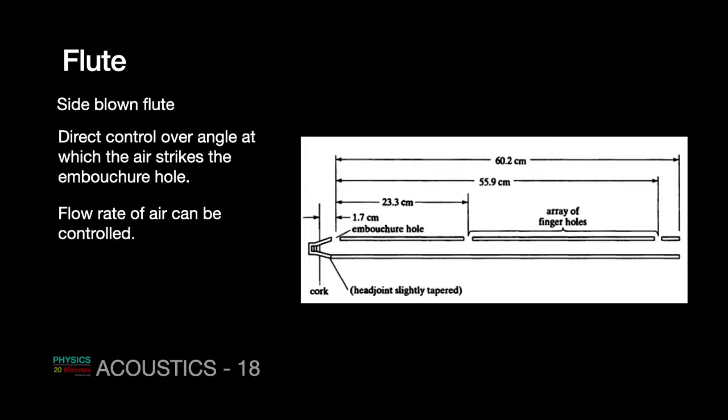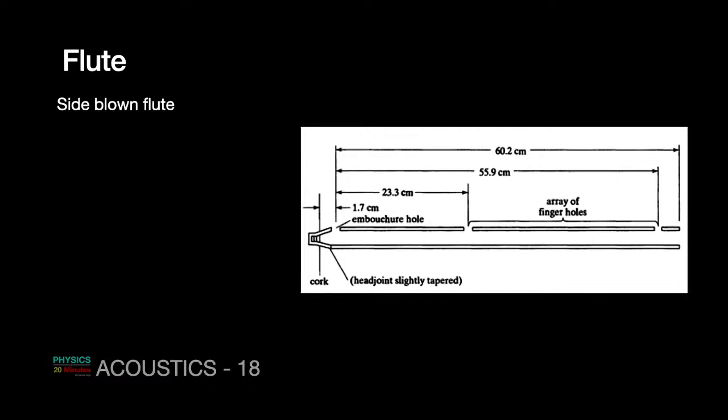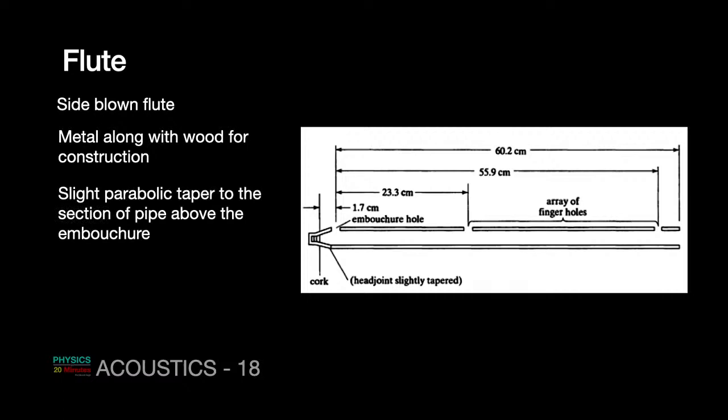Flow rate can be controlled, giving a greater range of volume and expression. So this flute generates a greater range of volume and expression in sound. Again, it is mostly cylindrical, sometimes also made of metals, but Indian musicians still prefer flutes made of bamboo. This side is normally packed, and sometimes the packing from inside is parabolic in nature.